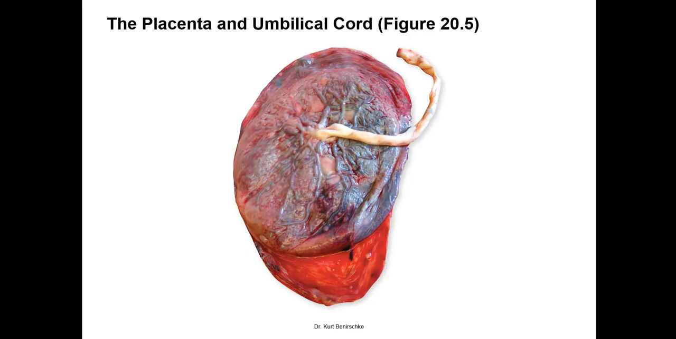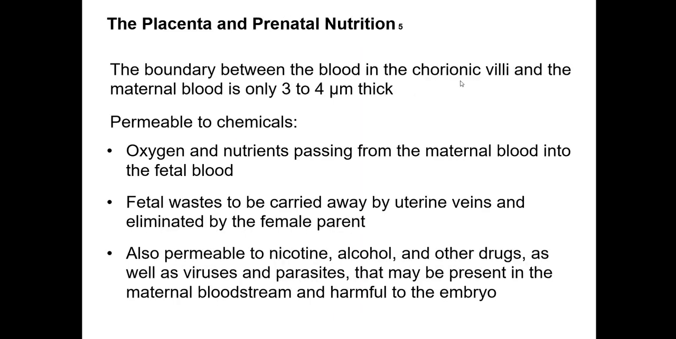So here you can see an image of the placenta and umbilical cord, which again consists of 3 blood vessels carrying blood from the placenta to and from the fetus. The boundary that separates the blood between the mother and the fetus is extremely thin. It's only about 3 to 4 micrometers thick, which is very, very thin.